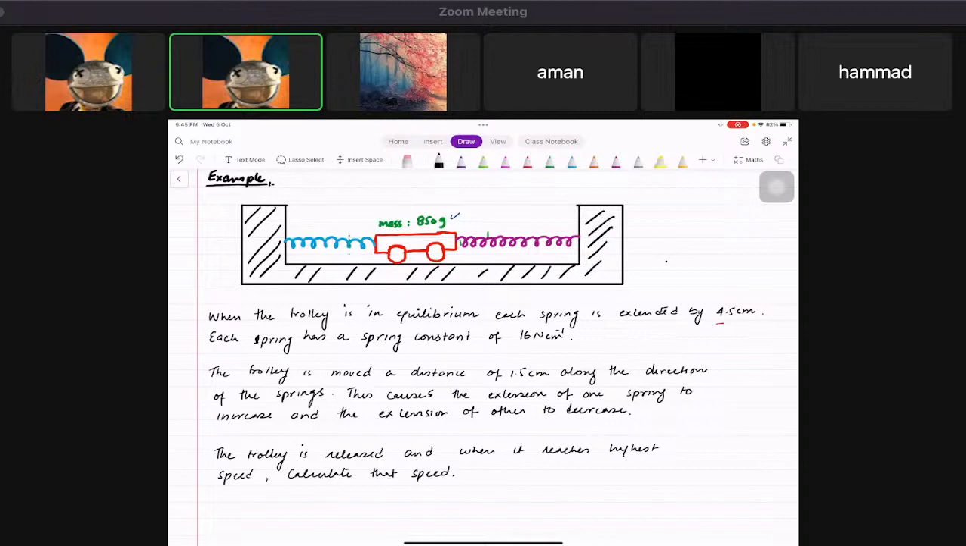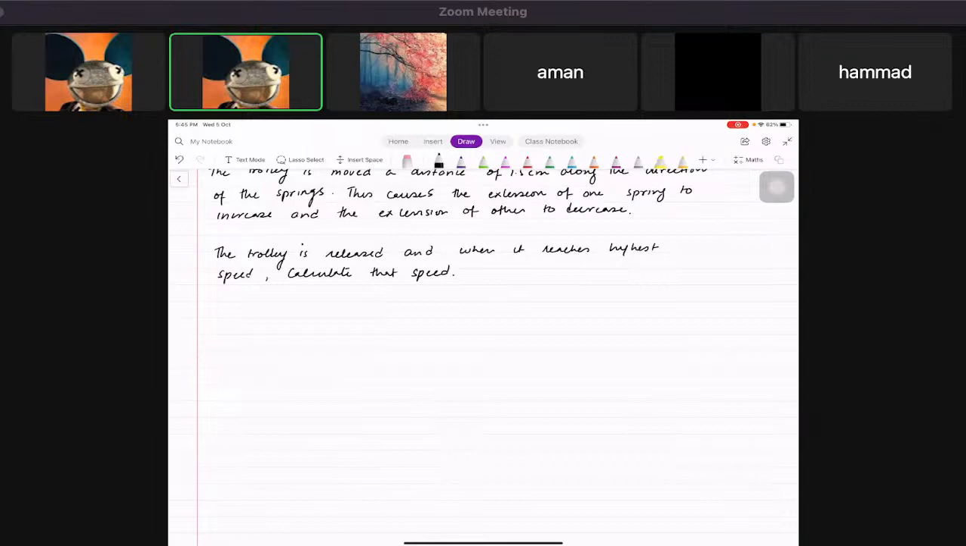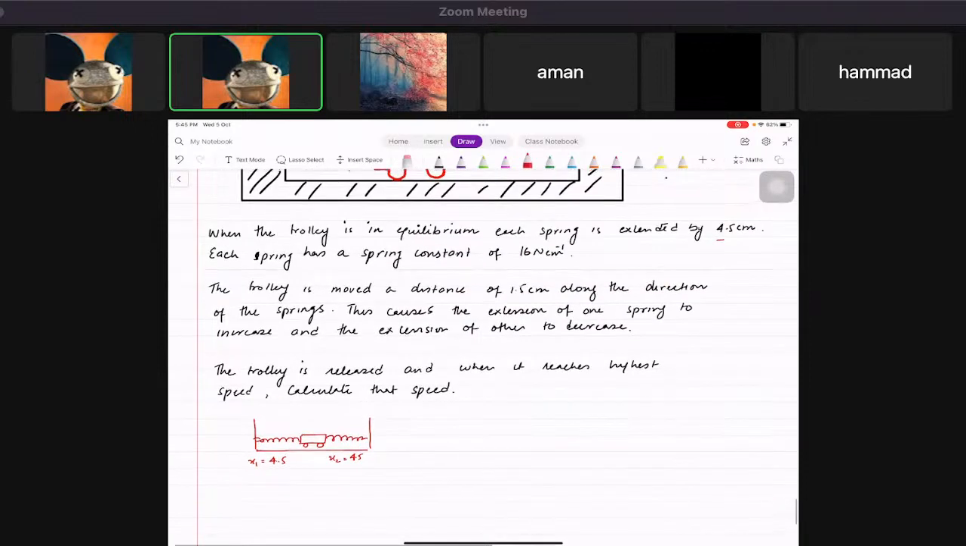So let's talk about it this way. What is happening here is that the trolley was right in the middle first, and each spring was already extended. The extension in this one, let's call this x1, was 4.5. Extension in x2 was 4.5 as well. Is it clear, everybody? That's what it means really.